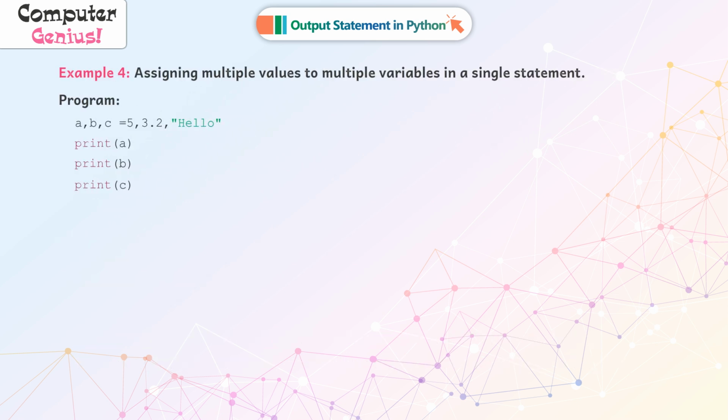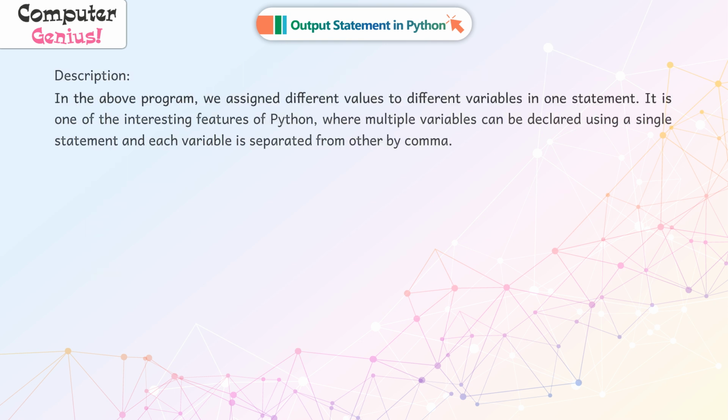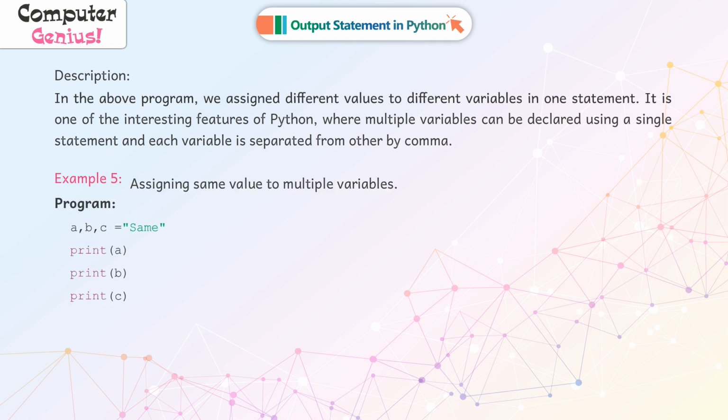Example 4. Assigning multiple values to multiple variables in a single statement. Program. Output. Hello. Description. In the above program, we assigned different values to different variables in one statement. It is one of the interesting features of Python where multiple variables can be declared using a single statement and each variable is separated from the other by a comma.